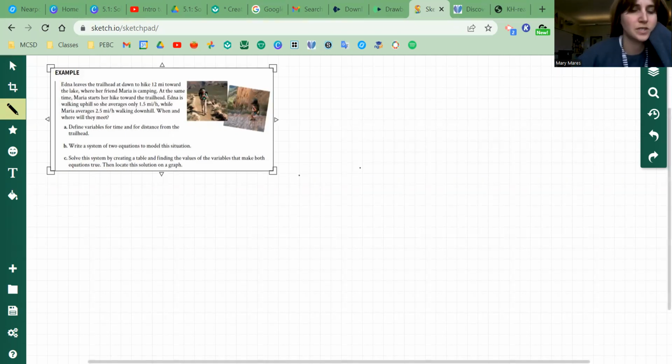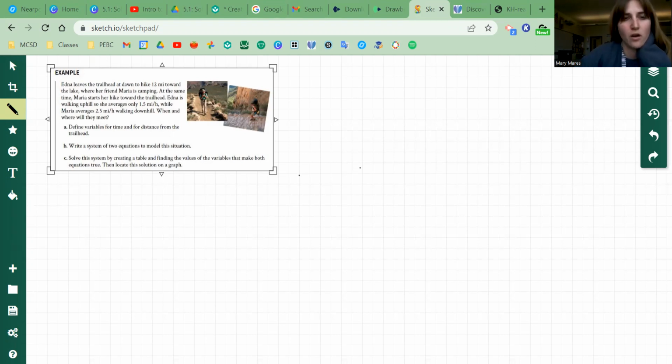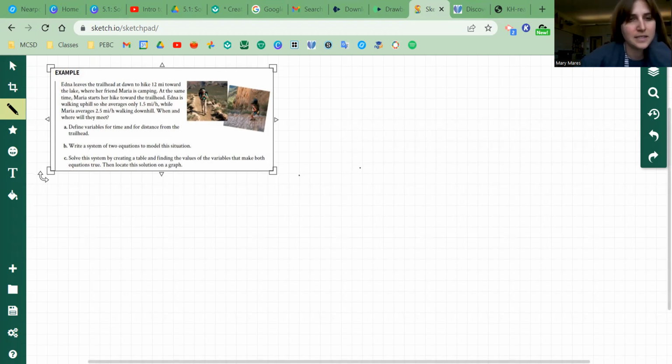First thing we need to do is define our variables for time and for distance from the trailhead. And then we're going to write a system of equations to model the situation. And then we'll solve the system by creating a table and finding the values of the variables that make both equations true. And then we'll graph it. So what we are looking at is these two ladies who are hiking, and we're given the distance that they are from each other, right?